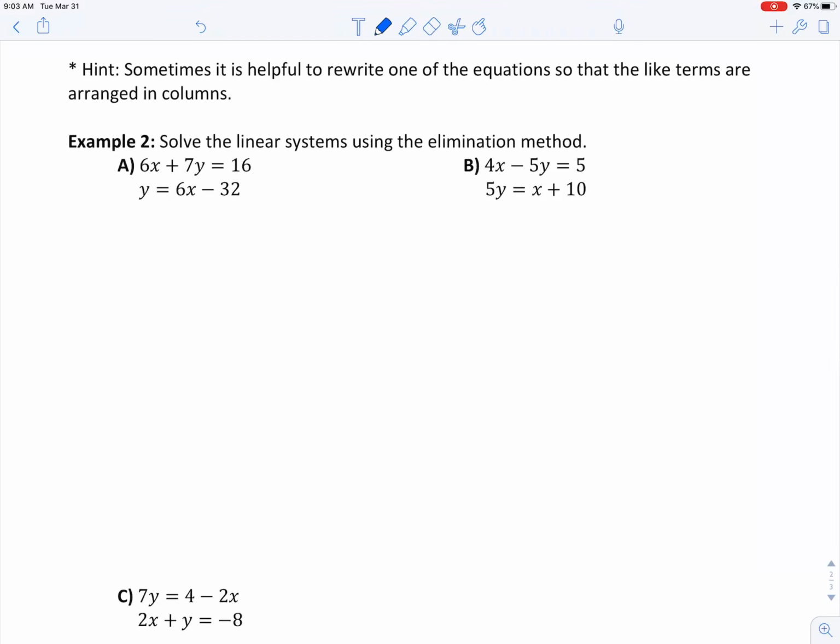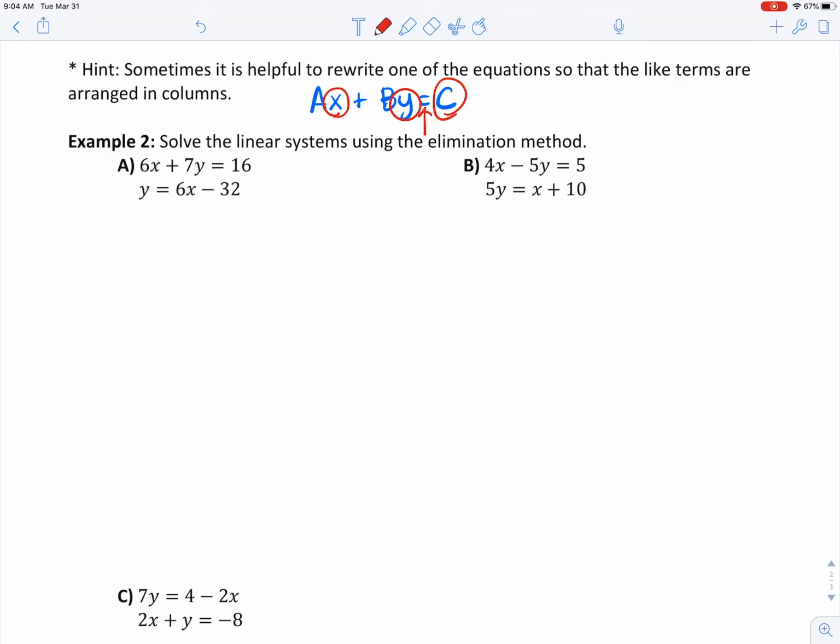Okay, flipping to the back side of our notes for today, at the top there it says, hint, sometimes it is helpful to rewrite one of the equations so that the like terms are arranged in columns. So my hint to you is use standard form, which is where we have the x's. So oftentimes you'll see ax plus by equals c. So what that really means is you have the x's first, then you have plus or minus the y's, and then you have the equal sign, and then on the other side you have the plain numbers, the constants.